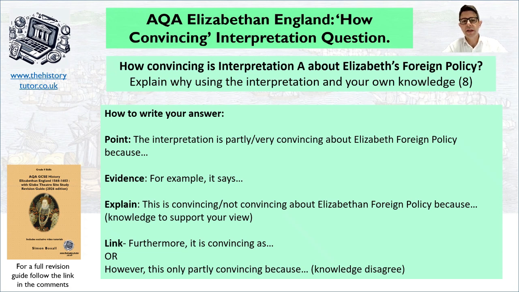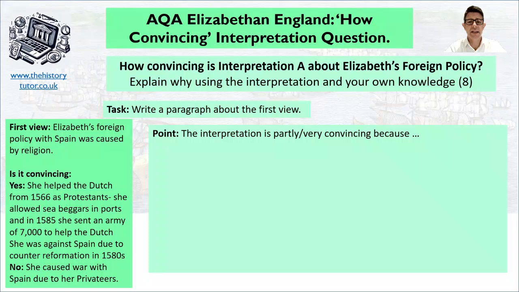Then we're going to do the important bit. This is convincing because, and this is where most of the marks come in, that you are explaining with knowledge of the events. If we think it's very convincing, we could say a furthermore and give a little bit more information of another idea. If we think it's only partly convincing, we can say a however and give a weakness of the idea. So let's write this together now, shall we? In your revision guide or on paper. So the interpretation is partly or very convincing because, so give your opinion about how convincing it is about foreign policy.